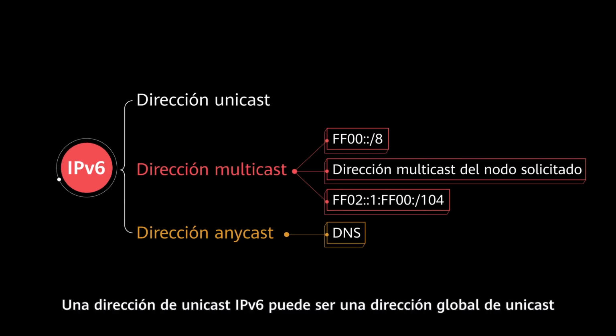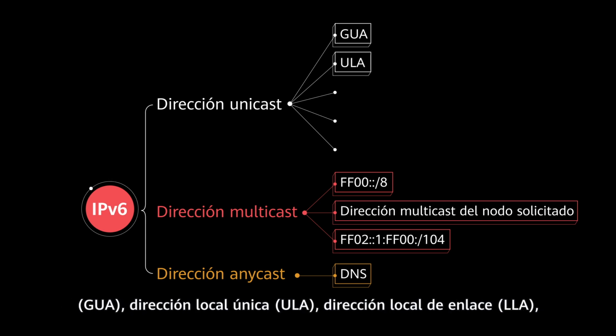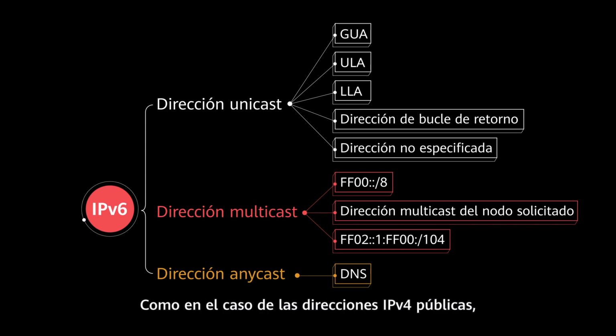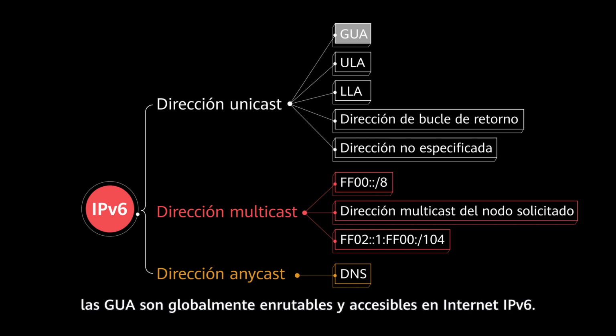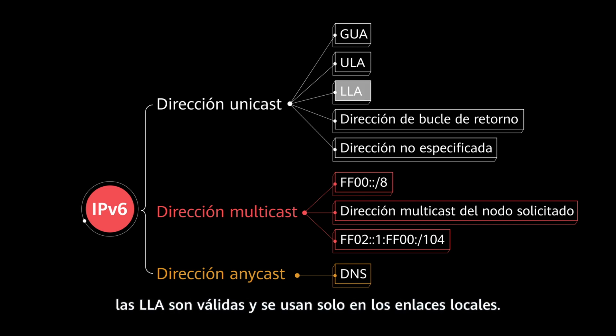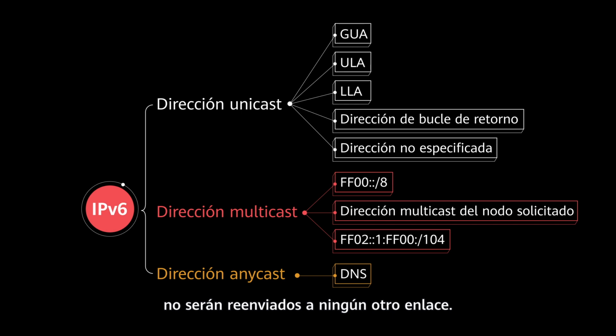An IPv6 unicast address can be a global unicast address, unique local address, link local address, loopback address, or an unspecified address. As is the case with public IPv4 addresses, GUAs are globally routable and reachable in the IPv6 internet. And similar to private IPv4 addresses, LLAs are valid and used only on the local links. Packets whose source or destination addresses are LLAs will not be forwarded to any other links.